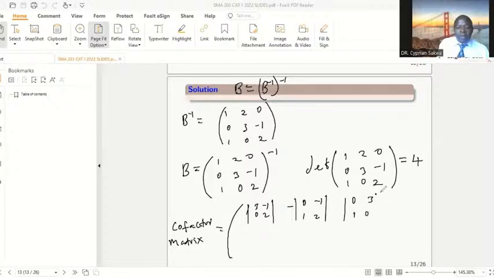Let me just do it for all of them, actually. The other element here is 0. Delete its row and its column. Try and be accurate because I'm fast. I don't know whether I'm accurate, but just delete this row and the column. That would be 2, 0, and then 0, 2. And then the other element is 3 here. Delete its row and its column. I'll come back and indicate the signs. You have 1, 0, and 1, 2.